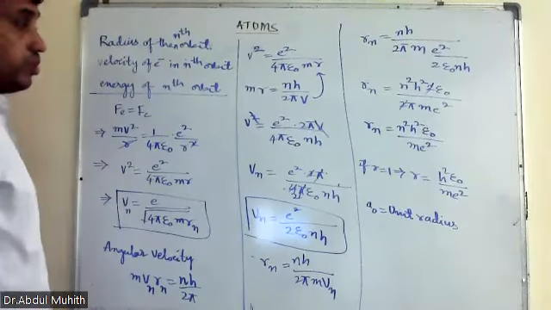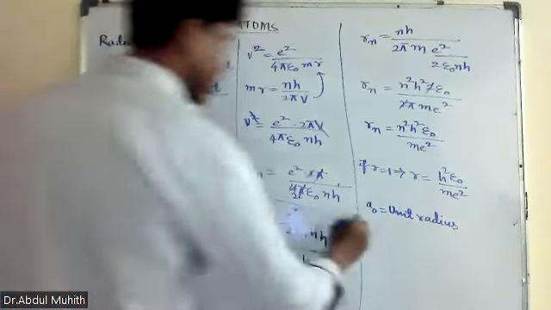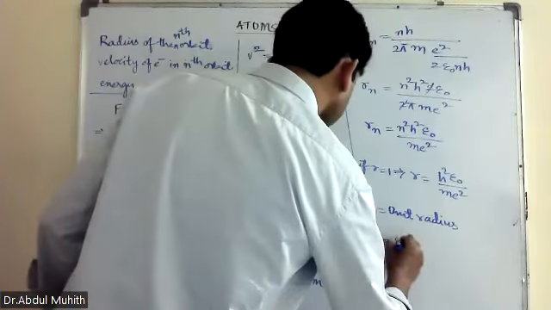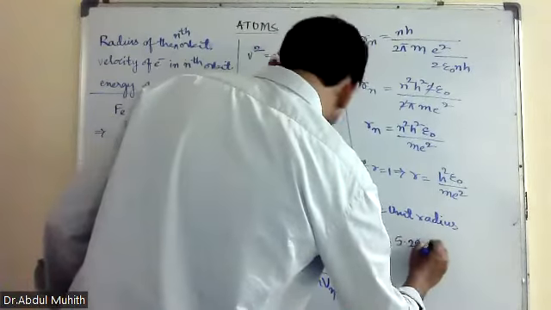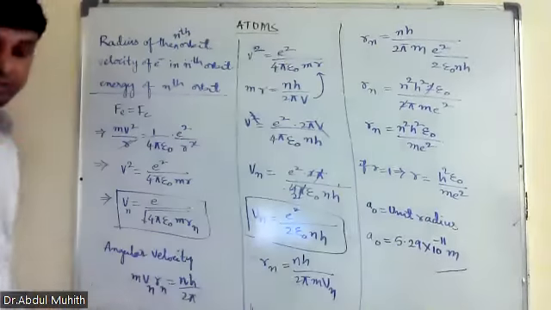So epsilon 0 is the permittivity, m is the mass of the electron, e is the charge of the electron. Okay, then what will happen? a0 is equal to what? When you substitute the values, you get 5.29 into 10 to the power of minus 11 meters. Okay, so this is the formula.